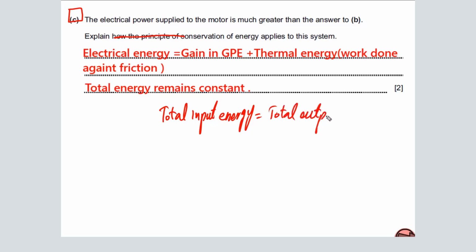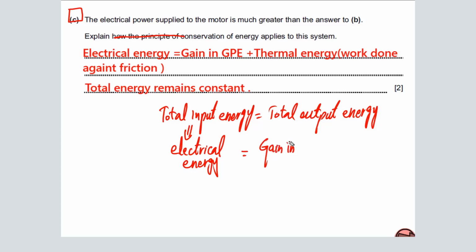Electrical energy is our input energy, because this is the energy provided by the motor. Our output is the gain in gravitational potential energy, plus thermal energy, which is the energy equal to work done against friction. Okay, so that's all we can simply write down. If we write these points, we will get 2 marks for this question.